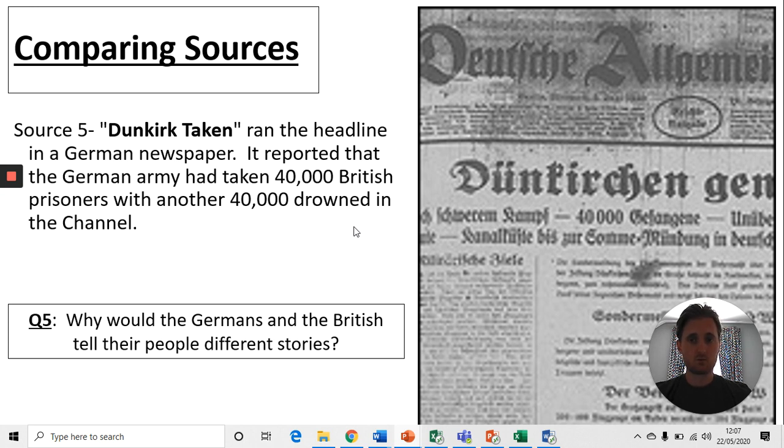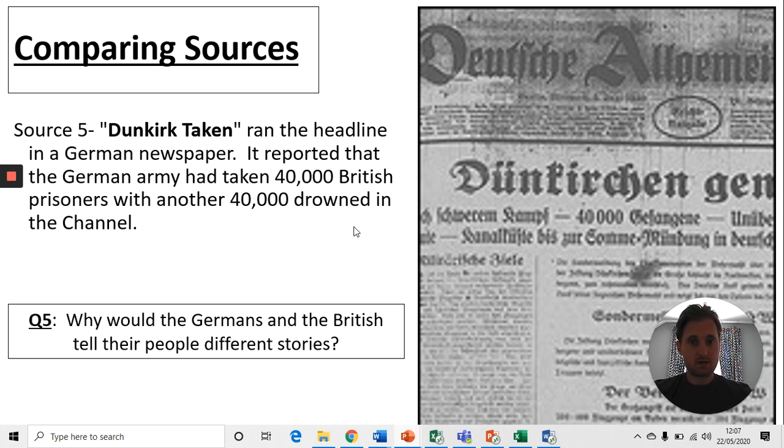So what you would have found with this source is what's known as propaganda. The Germans are trying to portray to the German public that the war is going well for them. They want to show the success that they're having, and they're showing this as an article to basically improve German morale, to say, yes, keep going with this war effort, we're winning.